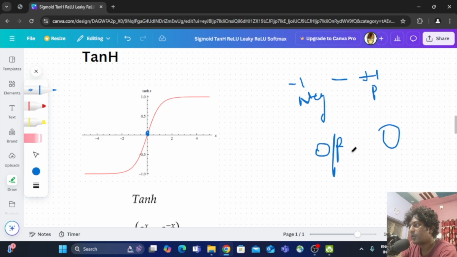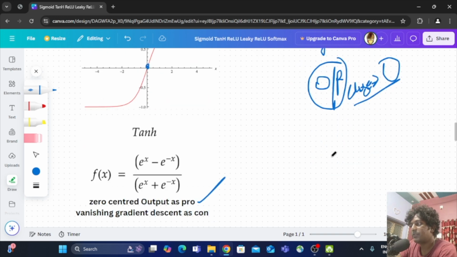We can get the output close to 0. While we are using the Tanh activation function, whether the input is negative or positive, we will get output close to 0. So it is very helpful for us, but it also has the same problem the sigmoid activation function faces: vanishing gradient, and it also converges slowly.